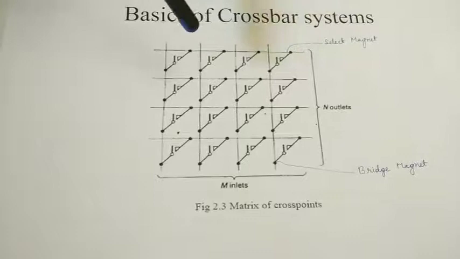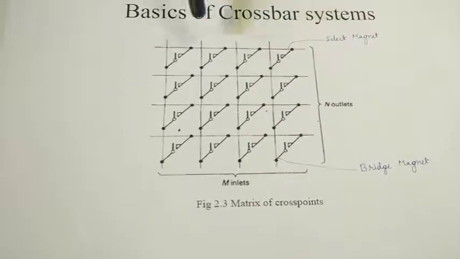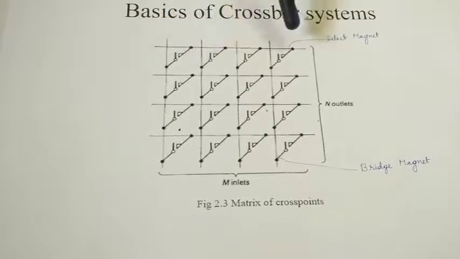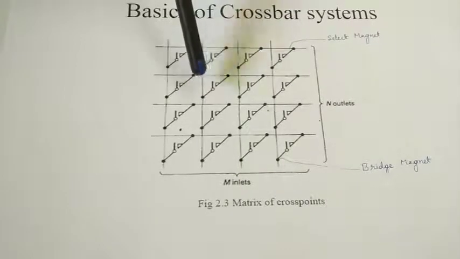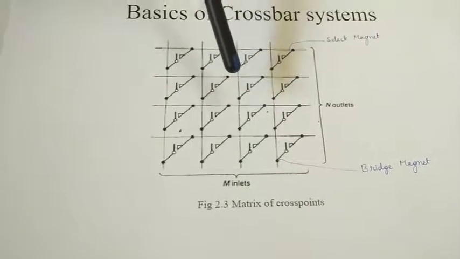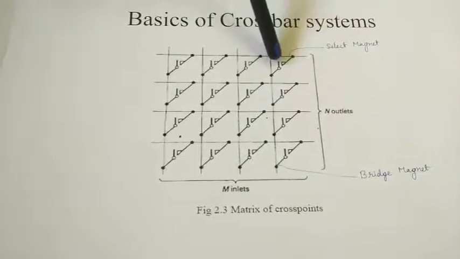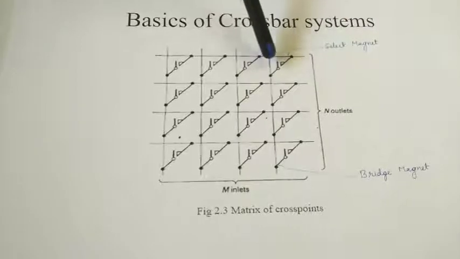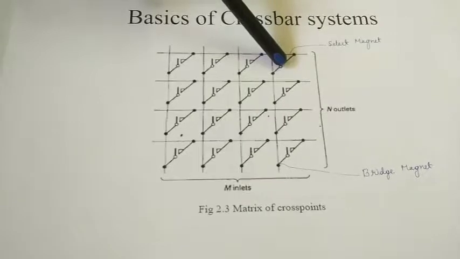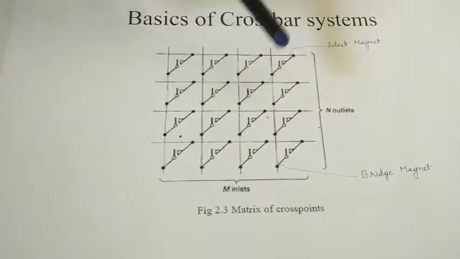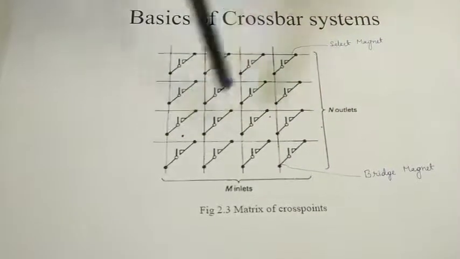How does this work? It actually works on magnetism. Whenever any person wants to communicate with another person, this cross point has to be connected. First we shall go through the select magnet. The select magnet will go up and down. You can see the separation, which goes up and down. That means if it is down, it is connected; up means it is released. And the bridge magnet will always be connected to the line.